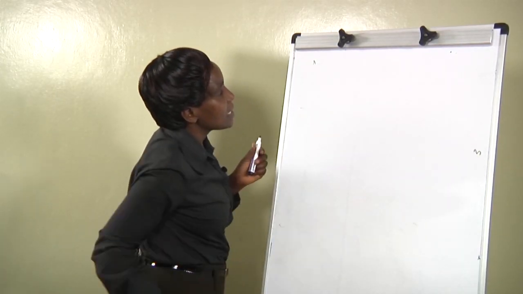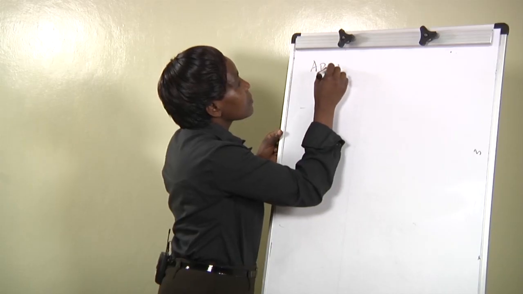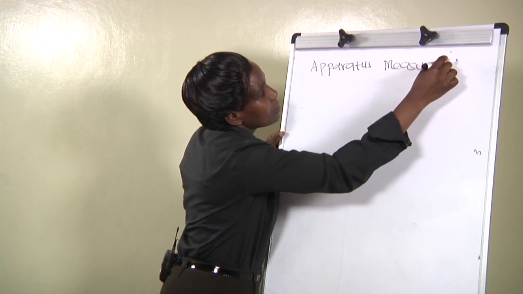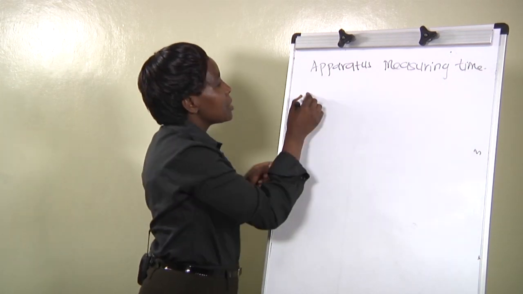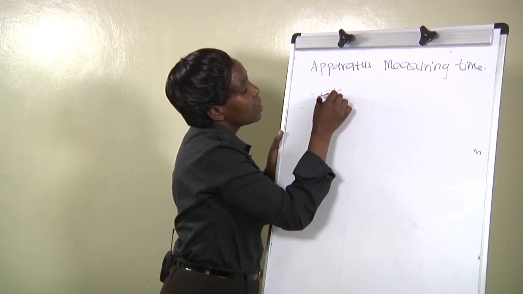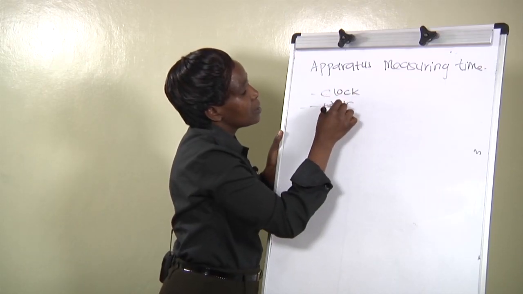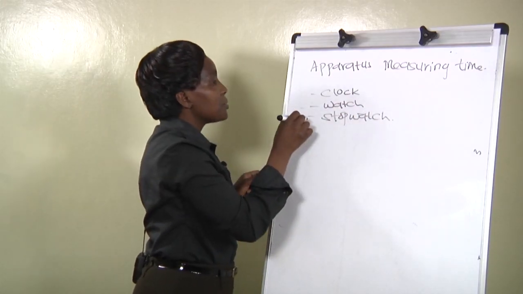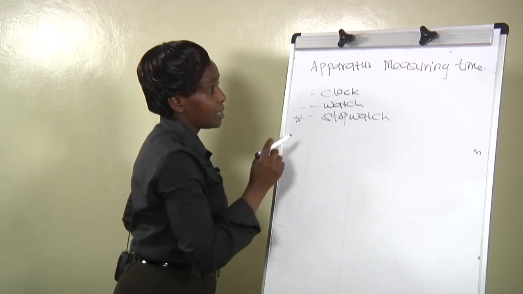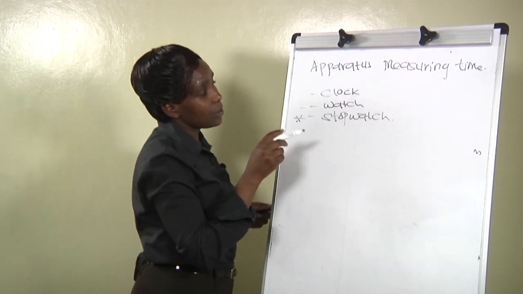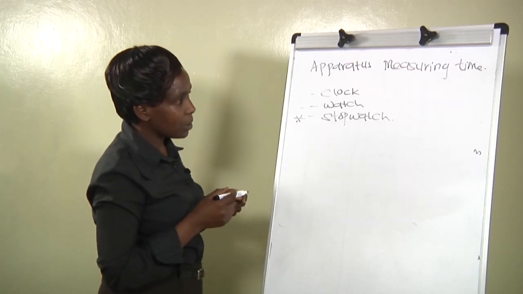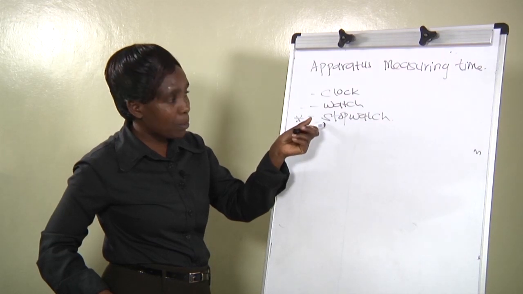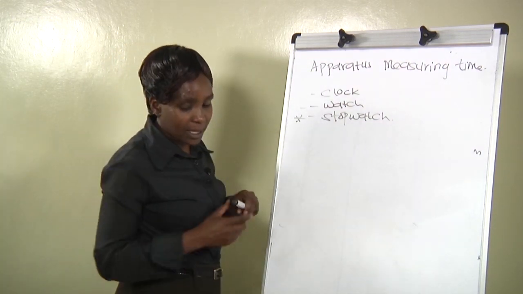Next, apparatus for measuring time. Now we can have a watch or a clock, and can also have a stopwatch. The one which is commonly used is a stopwatch because this one is very accurate. It will give us the minute and also the second, unlike something like a clock. So the one that we normally use mostly when we are carrying out experiments is a stopwatch. Now, there are also other apparatus.